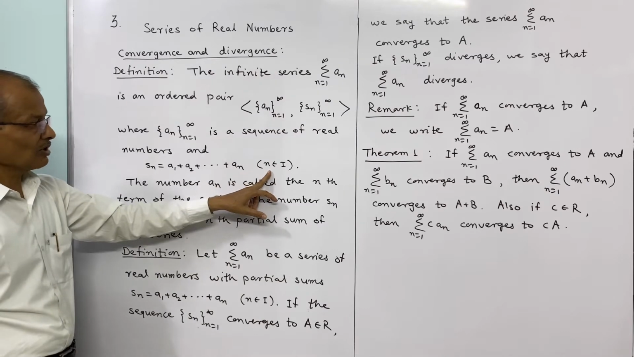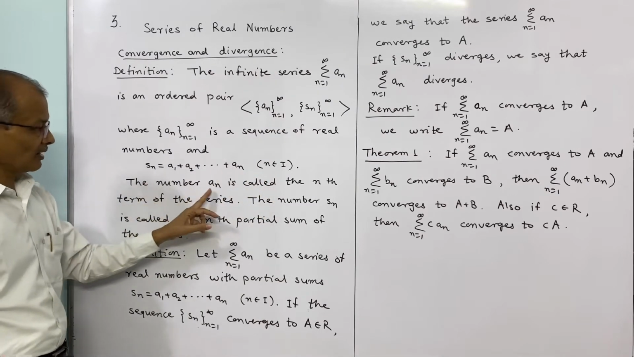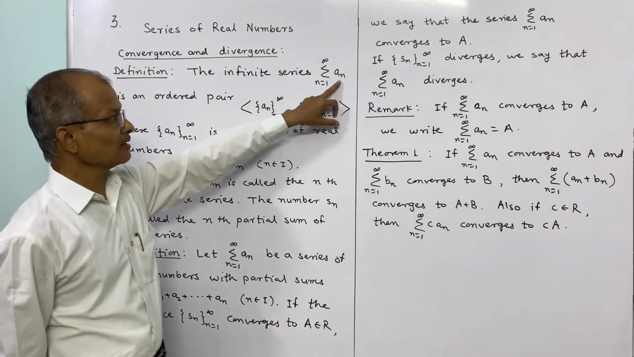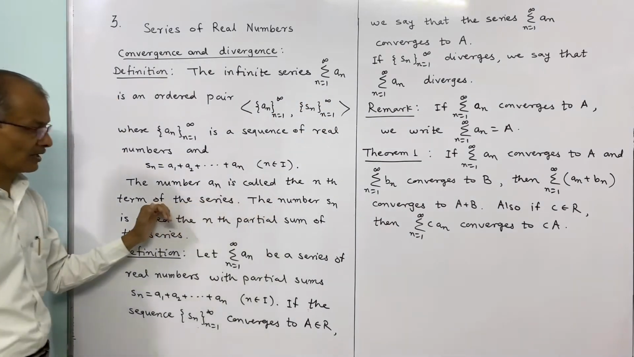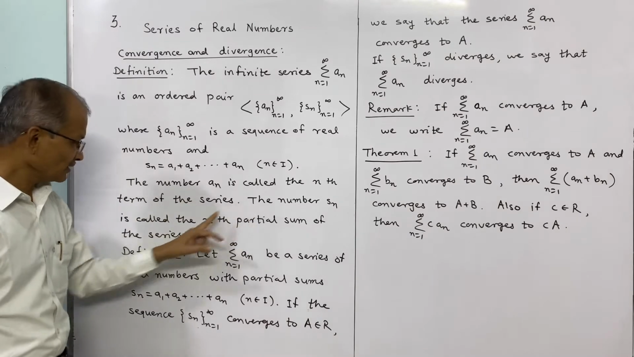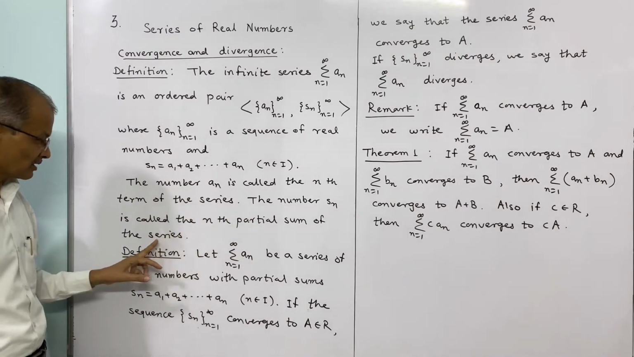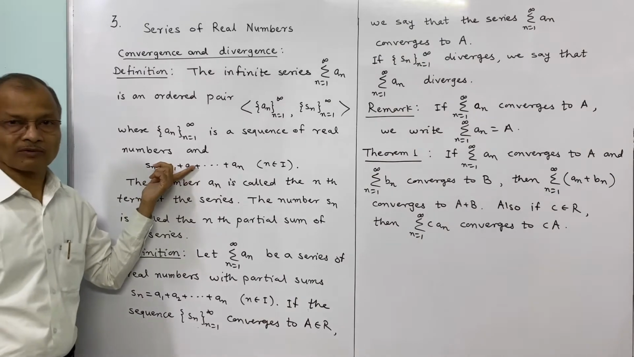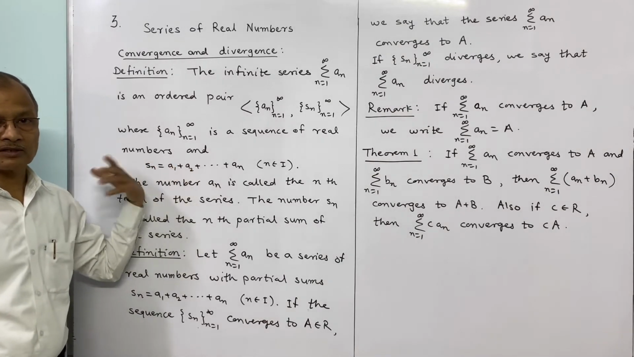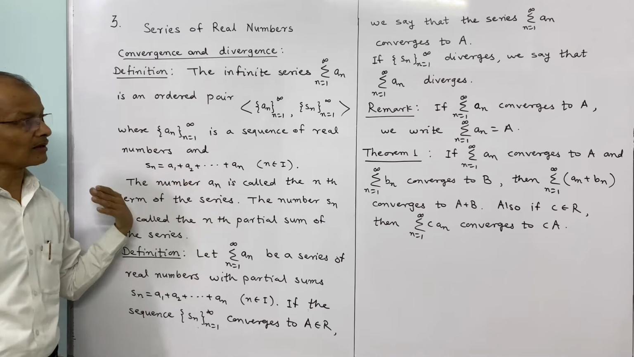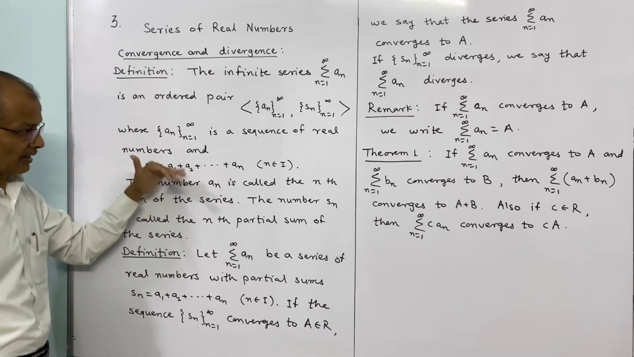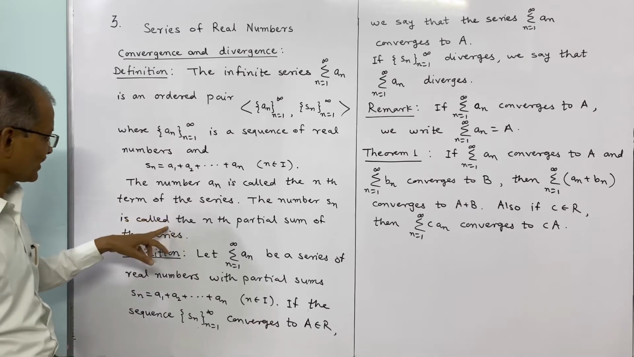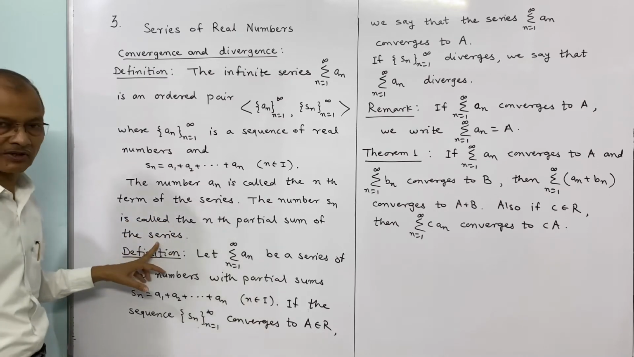N belongs to N. In this series, this number an is called the nth term of the series, and the number Sn is called the nth partial sum of the series. This is a partial sum, sum of first n terms, and because the series is infinite, the terms go on adding up to infinity, and thus this Sn is called the nth partial sum of the series.